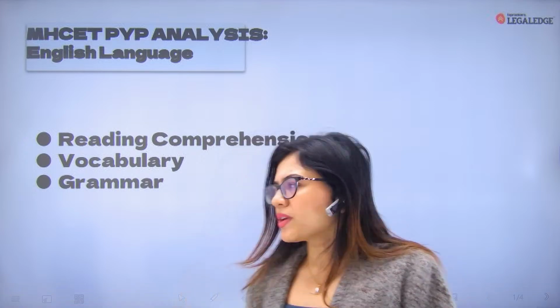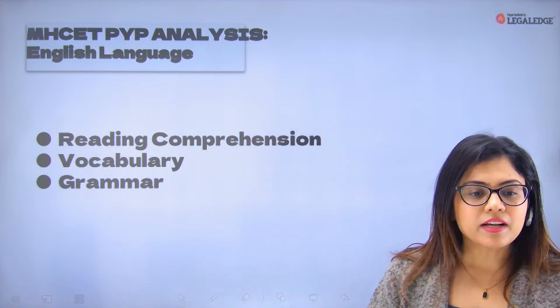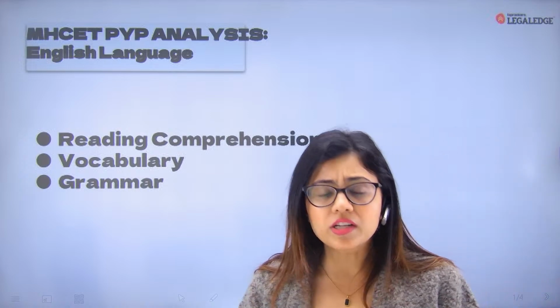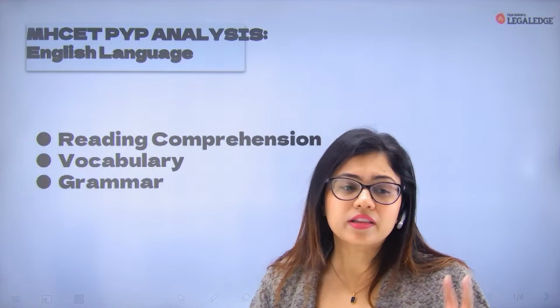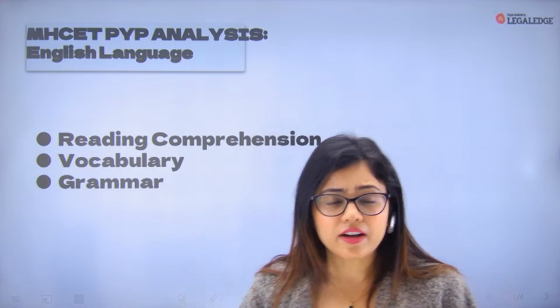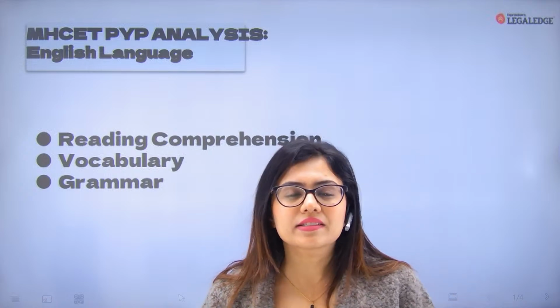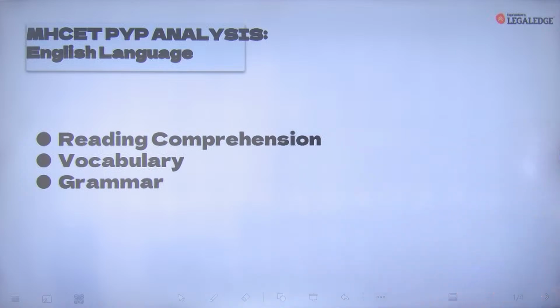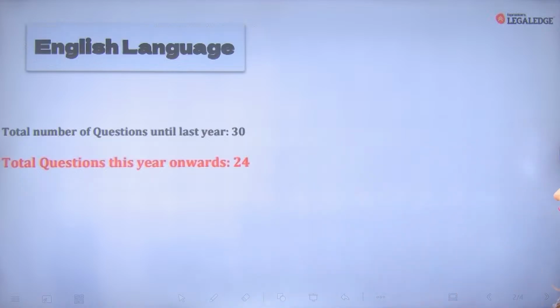As you can see, the paper primarily comprises these three pillars. The first one is reading comprehension, the second one is vocabulary, and the third one is grammar. You might have also got to know about the recent update in the paper pattern, and that is exactly what you can see on the second slide.